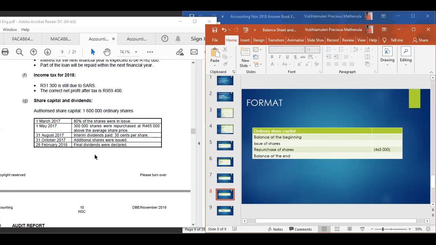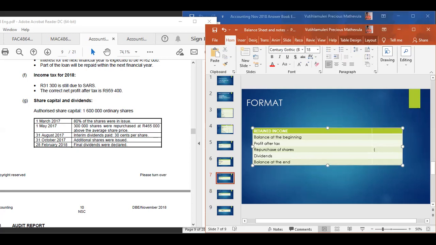Right. So we move on, 31 August 2017. Interim dividends paid, 30 cents per share. So whenever we talk about dividends being paid, that always comes out of the retained earnings account, right? Oh, I recorded this on the wrong one. This is the other ordinary share, which was here. So it's retained income, repurchase of shares, 465,000 inside the brackets. So when we talk about dividends, dividends come out of the retained income, right? So you have to note this, that dividends come out of the retained income, and then you will have to separate them because there's interim dividends and there's final dividends. So both of them come out of the retained earnings, right?